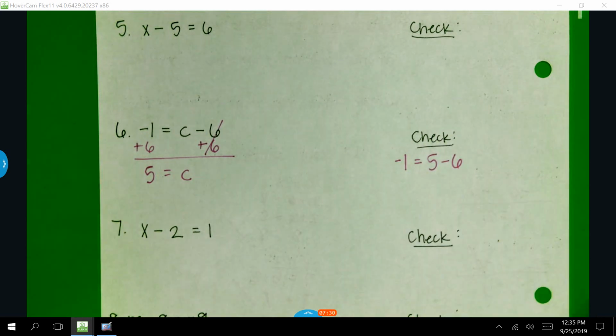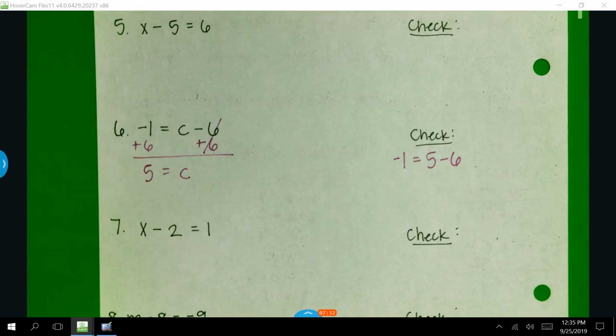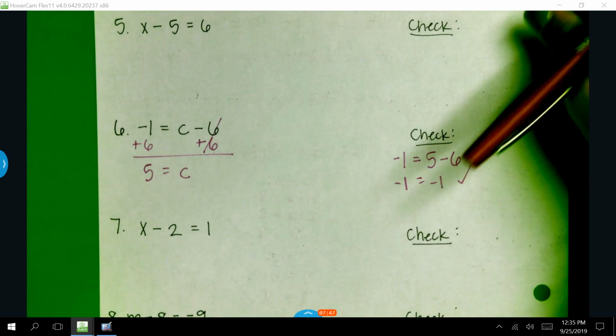5. So if I'm checking it, that means negative 1 should equal 5 minus 6. So what is 5 minus 6? Negative 1. Questions?